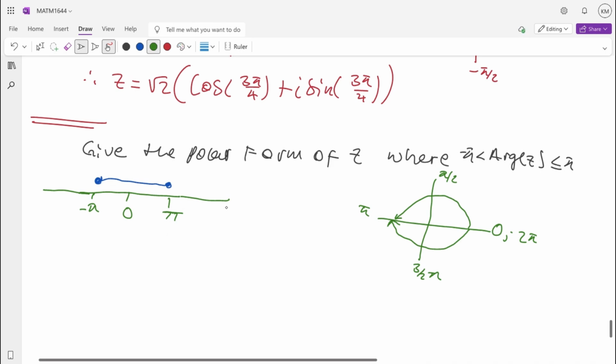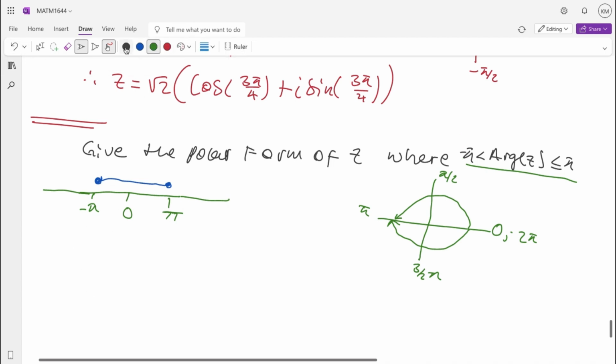And also, if they do not state the fact that you should use the principal argument of z between minus pi and pi, but they just tell you to find the polar form of z using the principal argument, just use the idea that it should be between minus pi and pi. Okay. So if it's stated that you should use the principal argument, just use the idea that it's between minus pi and pi and do it the following way that I'm going to show you now.